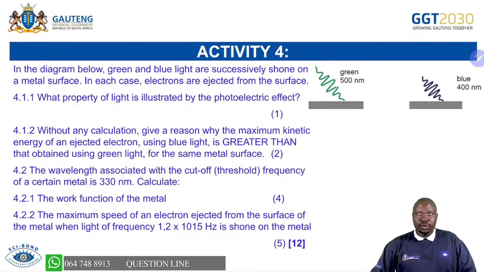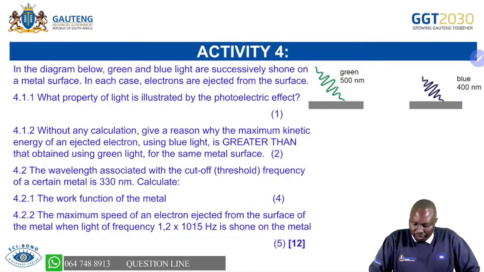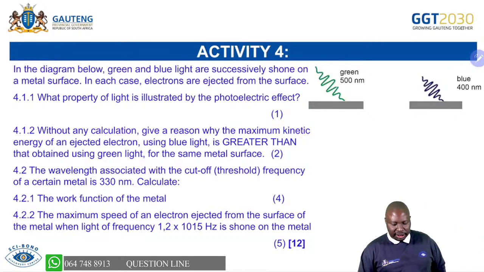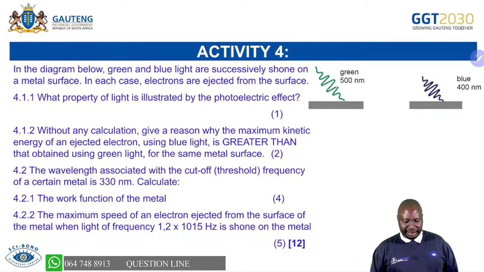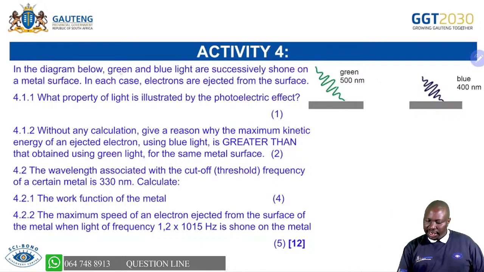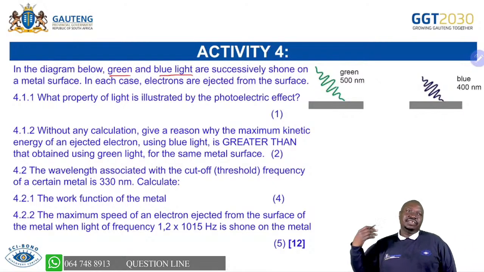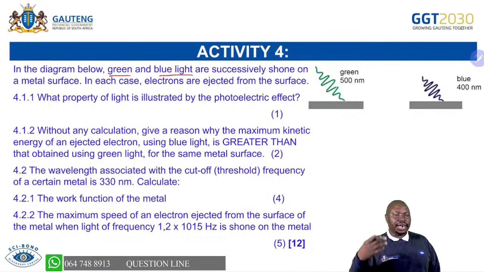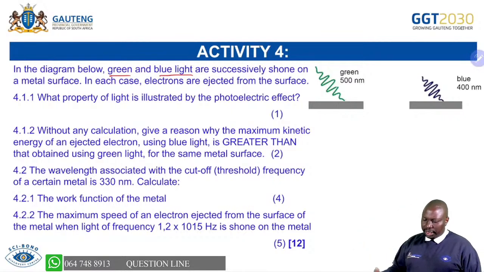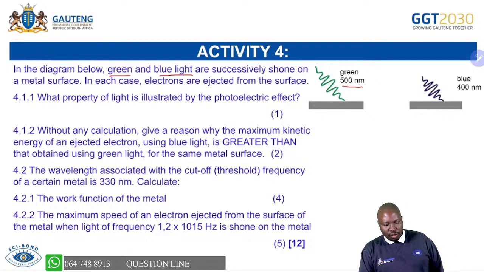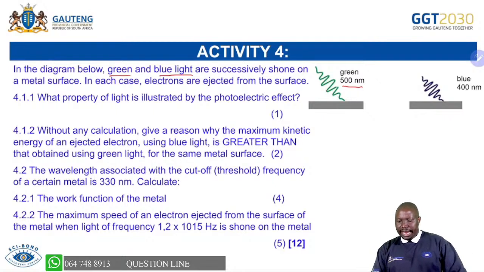Now, our last question for the day is Activity 4 as well, which says: in the diagram below, on this side is the diagram. On this side, we have green and blue light. Remember, we said we can expose them to this visible light. It's visible light, which has your red, orange, yellow, green, blue, all these colors. So we have green light with a wavelength of 500 nanometers. We have blue light with 400 nanometers.